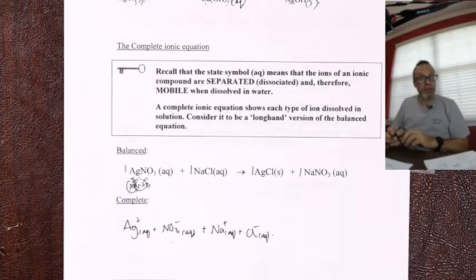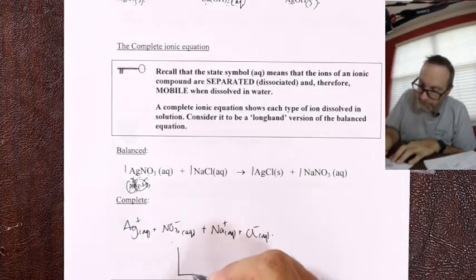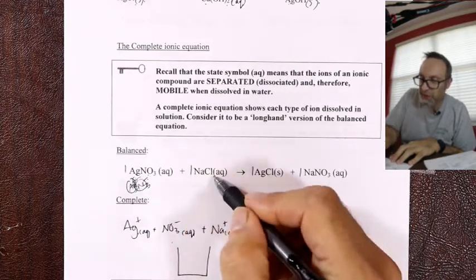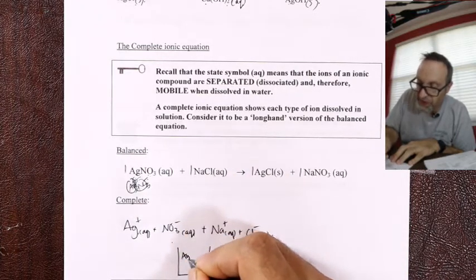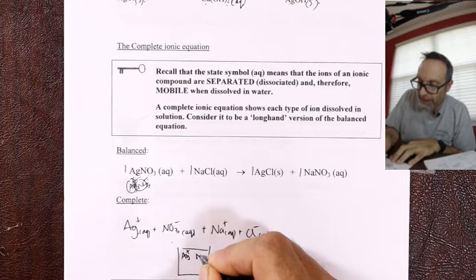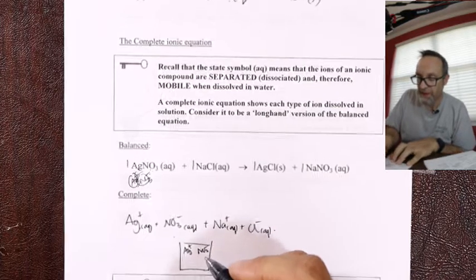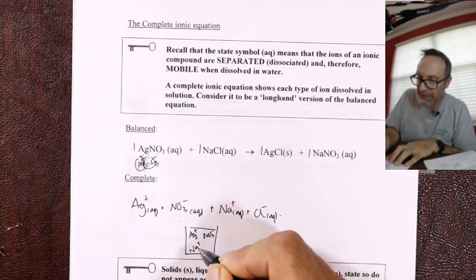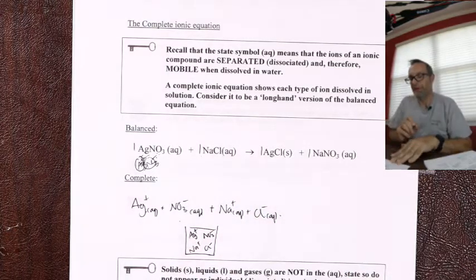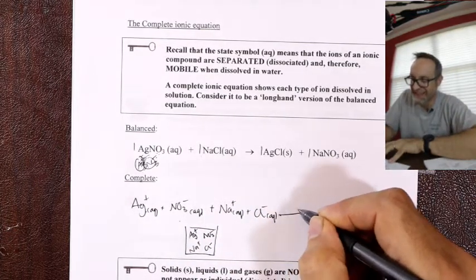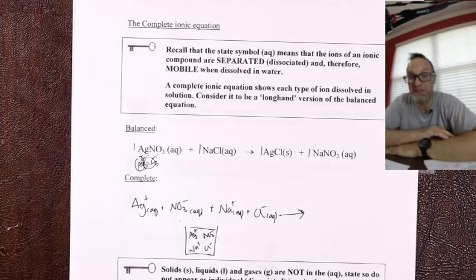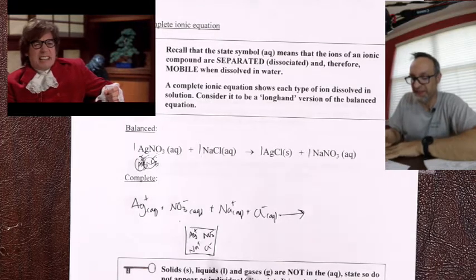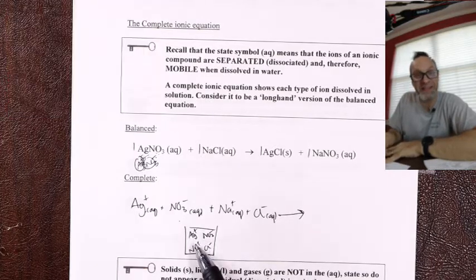All right, so I'm drawing a little picture down here. When I squirt these two reactants into a beaker, I've got Ag plus swimming around, NO3 minus swimming around, Na plus, and Cl minus swimming around. Now, do you remember my rather dodgy analogy for this? This is the swinger reaction. Here they all are, mingling at the party.